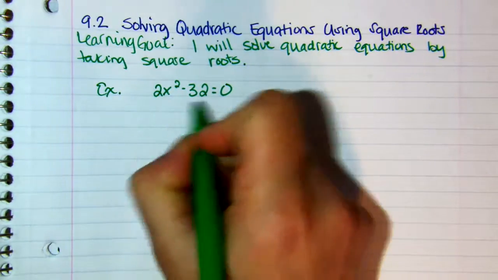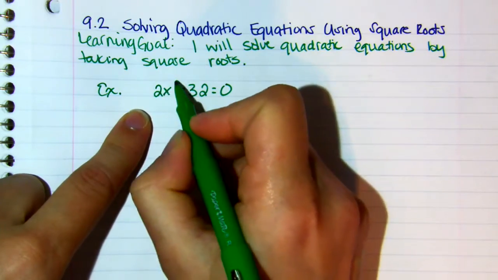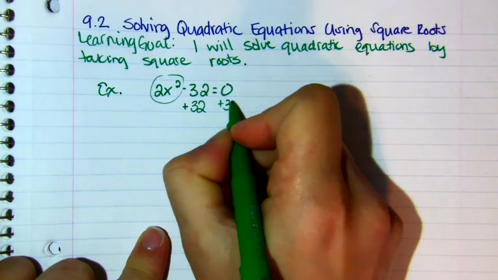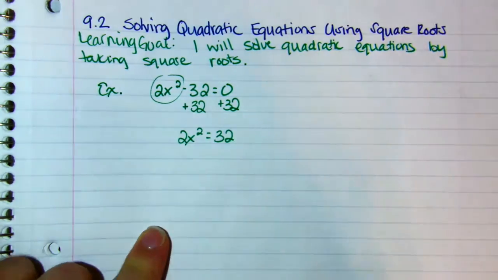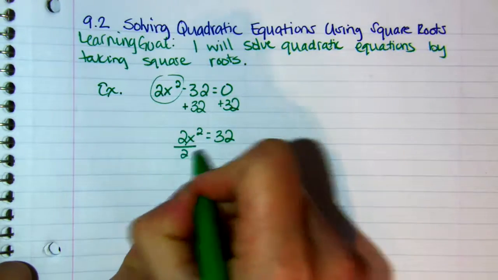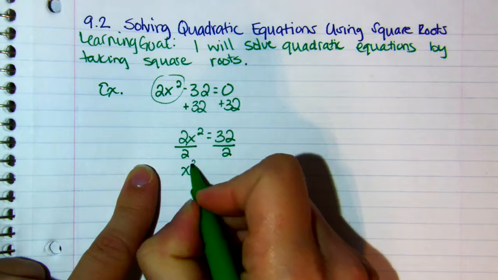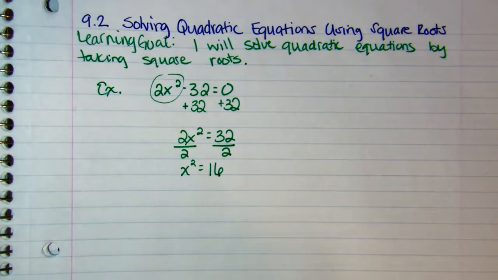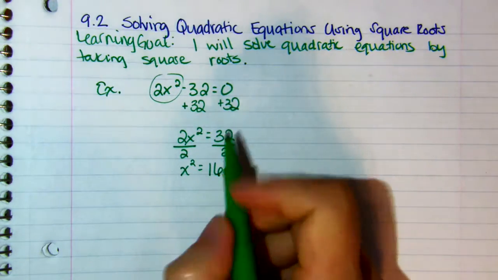So I'm going to add 32 to each side first. I can't do anything with that 2x squared. That's paired up right now. So I add 32 to each side. I get 2x squared equals 32. Divide each side by 2 next. So I'm left with x squared over here. I'm left with 16 on this side. So x squared equals 16.